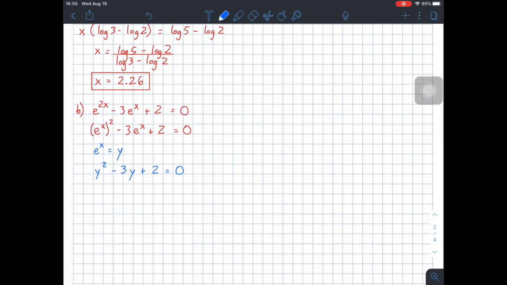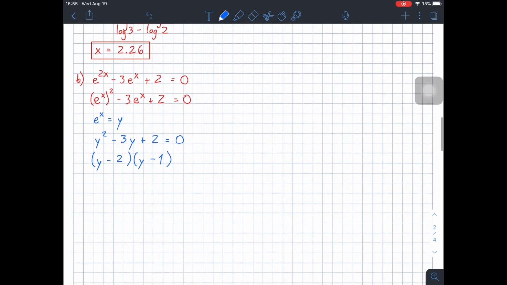Because we can just apply case 5, which is multiply-add, right? A pair of values that multiplied would give me positive 2, and that added would give me negative 3. That pair of values in this case is negative 2 and negative 1, right? So I will get that y is equal to 2, and that y is also equal to 1. We have two possible values.